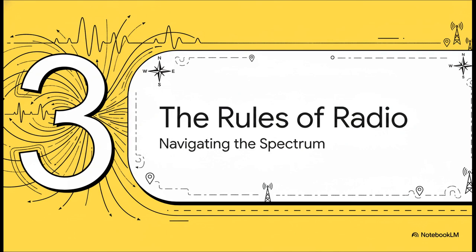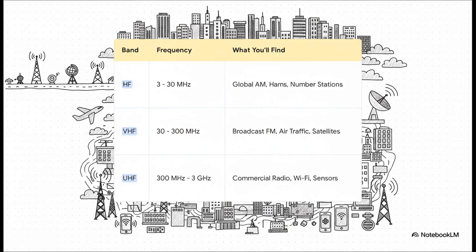Okay, so you've got the tool. But the radio spectrum is a gigantic place. It's like a new city you've never been to. To really explore it, you're gonna need a map. You've got to know the basic rules of the road. The best way to think about the radio spectrum is like a city with a bunch of different neighborhoods.